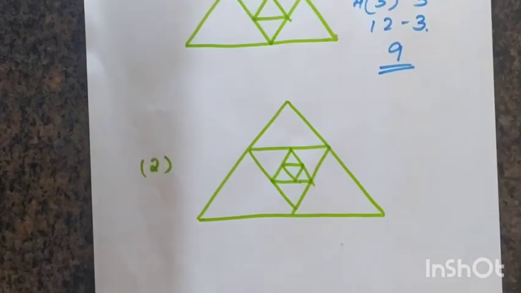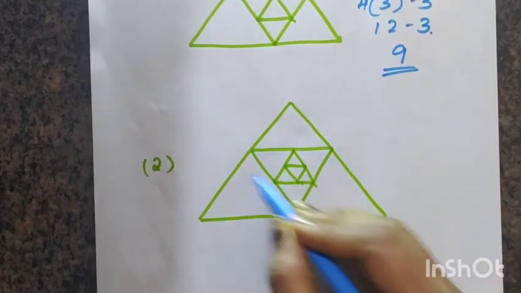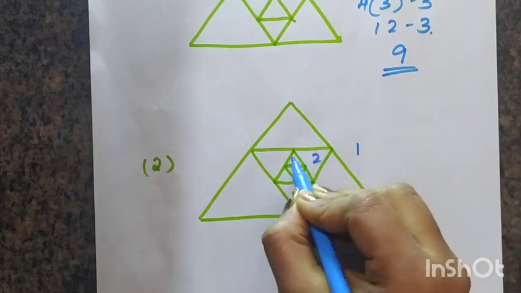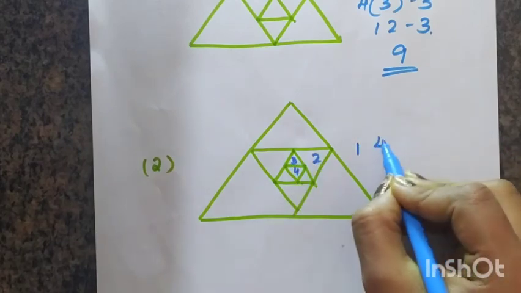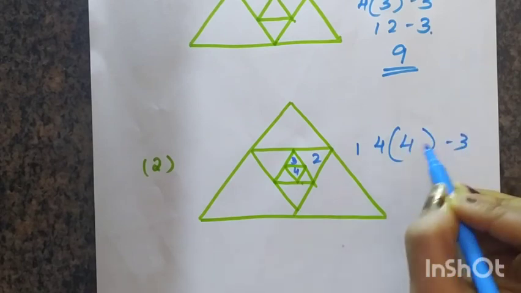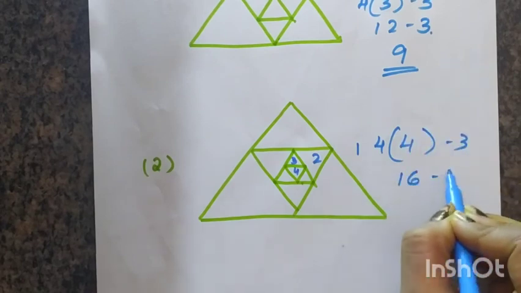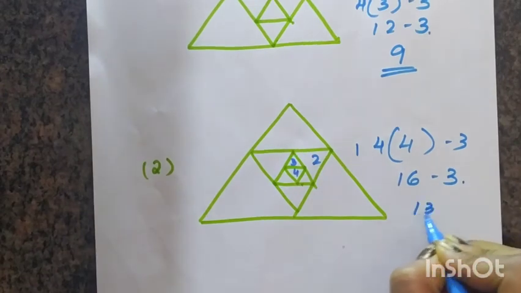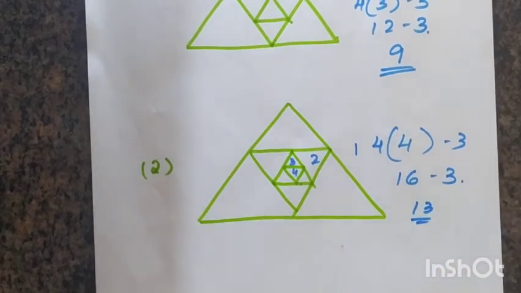Now the second question. Please do try it. Pause the video and try it. First triangle, second triangle, third and the fourth triangle. First, second, third and the fourth. Yeah. So 4 into 4 minus 3. So hence 16 minus 3. You get 13. So you get 13 triangles in the second figure and 9 triangles in the first figure. Hope you understood whatever I'm telling.